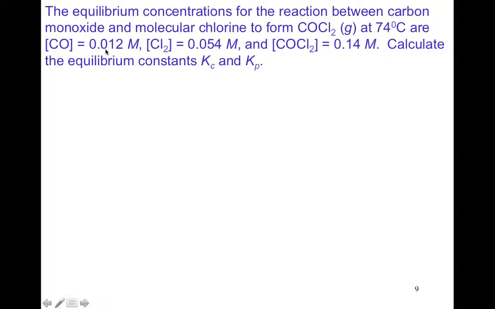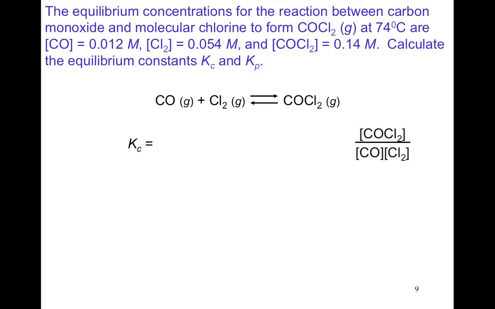So let's look at a problem. Equilibrium concentrations for our reaction. We're going to take carbon monoxide, we're going to take chlorine, and we're going to form COCl2. So it'd be a good idea to write that equation out. We're doing this at 74 degrees Celsius. Here are our concentrations in molarity. Calculate the equilibrium constants. So we write the equation, we make sure it's balanced, and if it is, we progress from there.